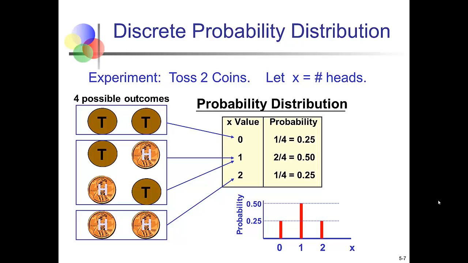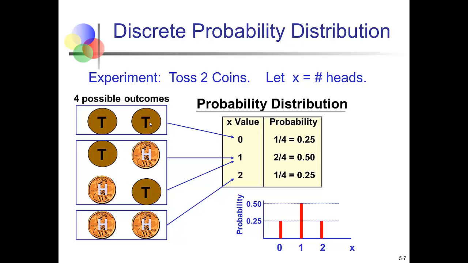So let's walk through a particular example. Suppose the experiment is tossing 2 coins, and we're interested in the number of heads we get. There are 4 possible outcomes that could happen. If you toss 2 coins, you might get 2 tails. You might get a tail on the first coin and a head on the second coin, a head on the first coin and a tail on the second coin, or 2 heads.